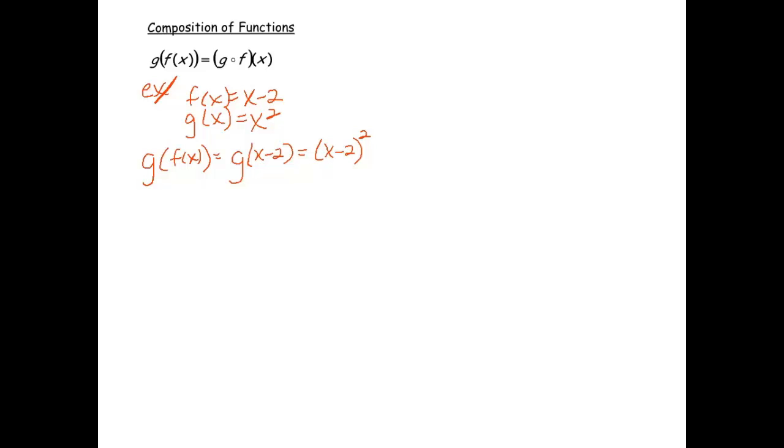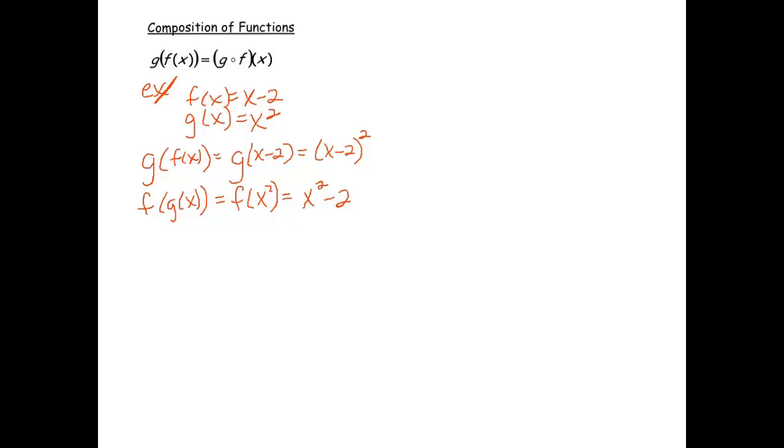And if I do it in the other direction, notice I could also do f of g of x. Let's see what happens here. Do we get the same answer? So we're going to substitute the x squared for g of x. So I'll write f of x squared, and that would get you x squared minus 2. So notice that they're not the same function. That means that a composition doesn't have a commutative property. So I can't switch the order and still get the same answer.